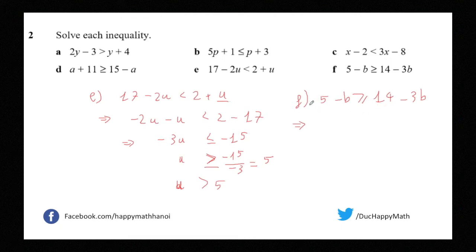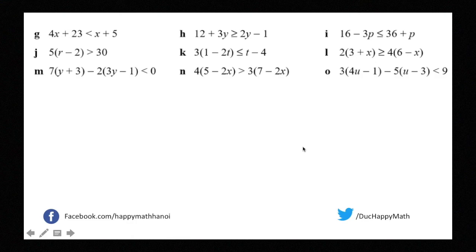And in the same way with question F, I will move the minus 3b to this side, and change this to the positive 3b. Minus b is unchanged, 14 minus 5 greater than 2b will be greater than 9, and b will be greater than or equal to 9 over 2. Yes, that's easy, in the same way, but a little bit more algebra calculation. Okay.